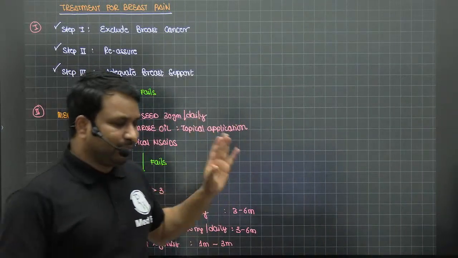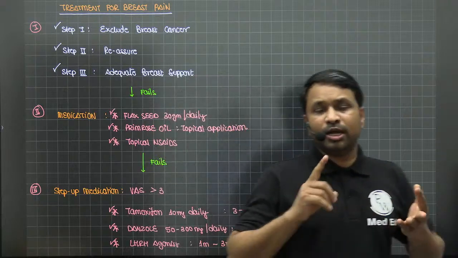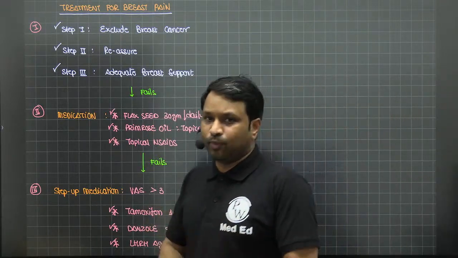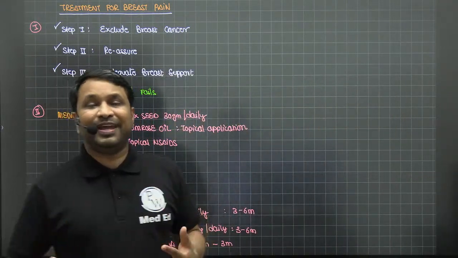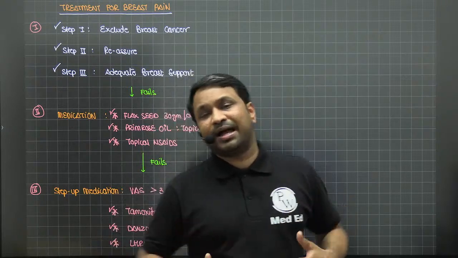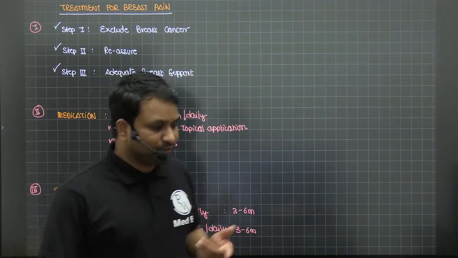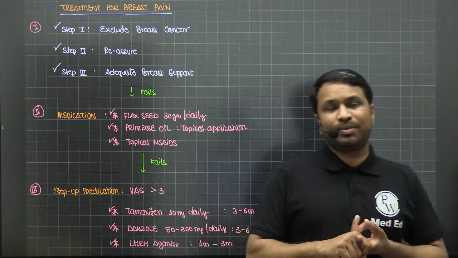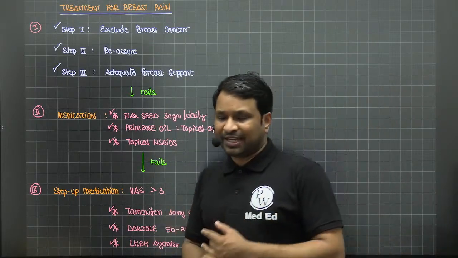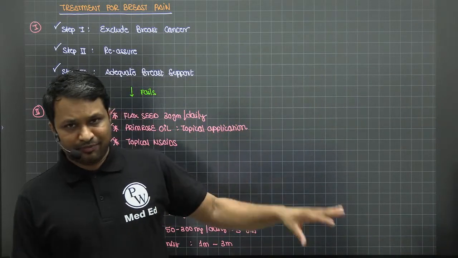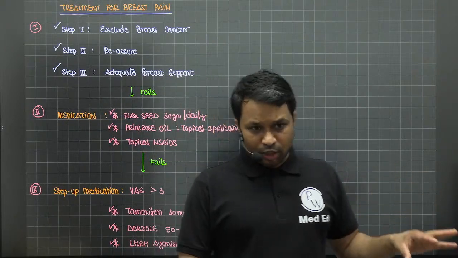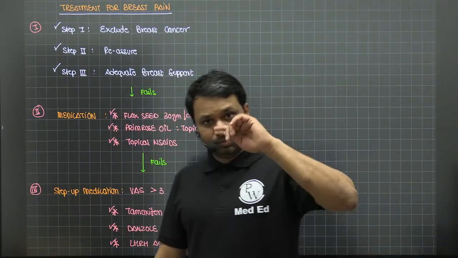The first step, rule out malignancy. Second, reassure. Third, give a tight support to the breast so that the weight, the dragging component which is causing the stress or the pain, reduces. If that fails, then you switch to medication. Initially, it is going to be flaxseed 30 grams a day. You can give primrose oil, which is applied topically, or you can give topical NSAIDs.